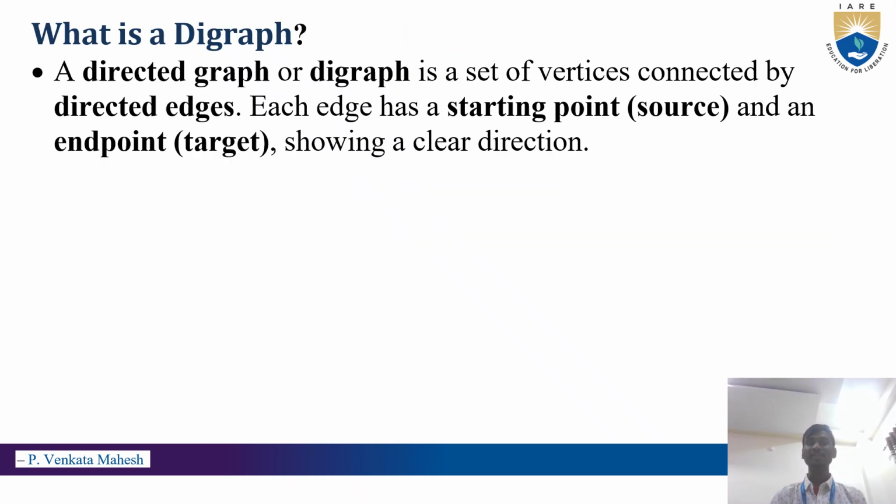And let's discuss types of graph. The type of graph that we are discussing now is a digraph. Digraph is nothing but a directed graph. See, a digraph has a set of vertices going from a starting source to an ending point, that is, from source to target. It has the connection in a particular direction. That is why this graph is called a directed graph.